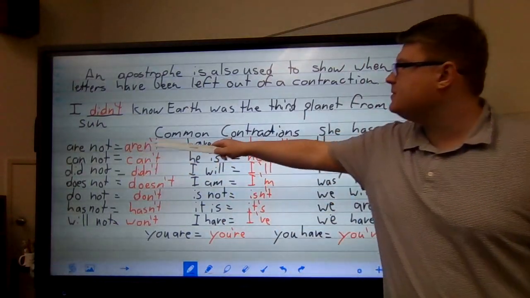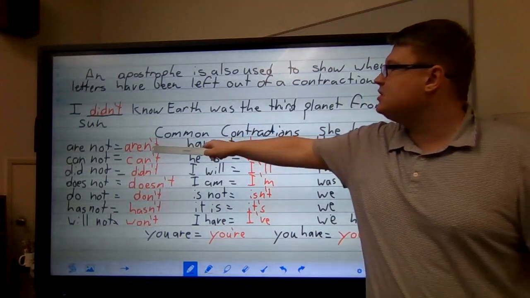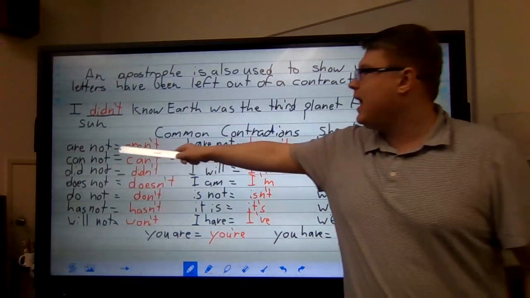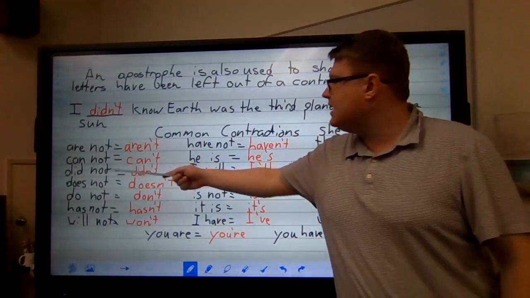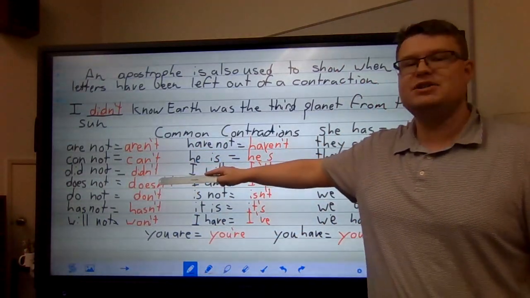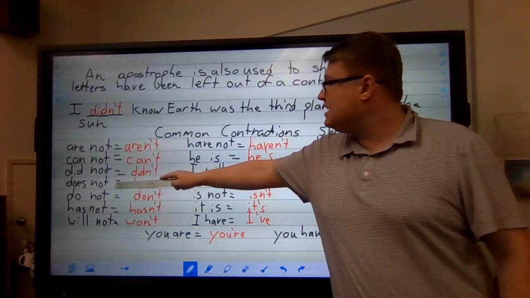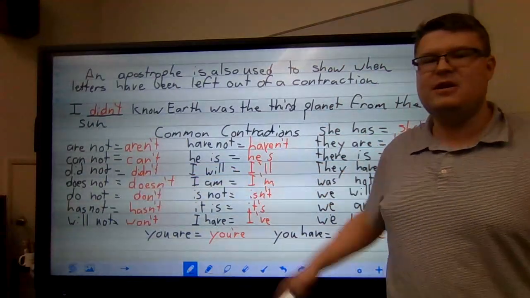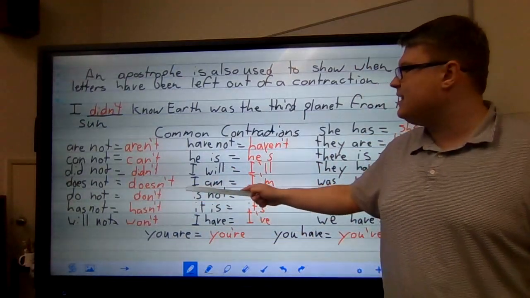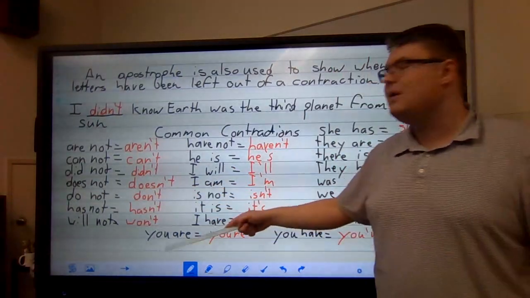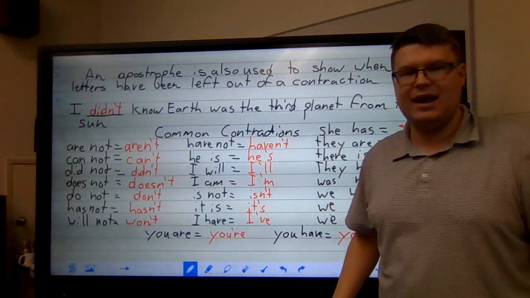Are not becomes aren't. Apostrophe between the N and the T. Cannot becomes can't. Apostrophe between the N and the T. Did not becomes didn't. Apostrophe between the N and the T. Does not becomes doesn't. Apostrophe between the N and the T. Do not becomes don't. Apostrophe between the N and the T. Has not becomes hasn't. Apostrophe between the N and the T.